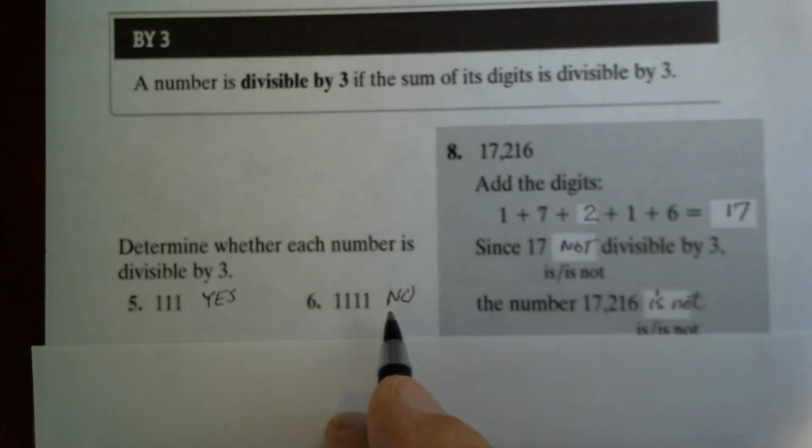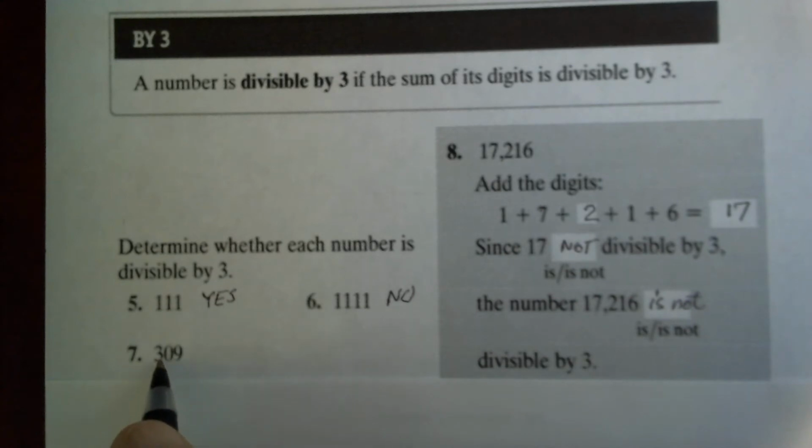So that's how we do the sum of the digits. If you look at number 7, the number 309, we add the digits. 3 plus 0 is 3, plus 9 is 12, and 12 is divisible by 3. So therefore, the number 309 is divisible by 3. So it's a very simple test.